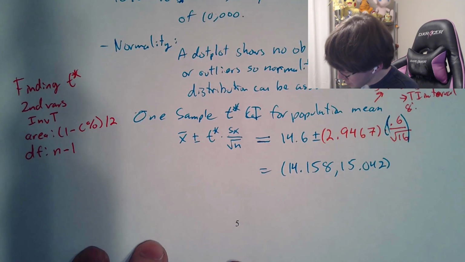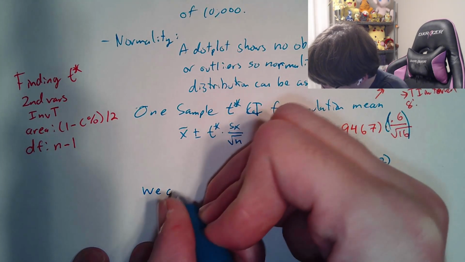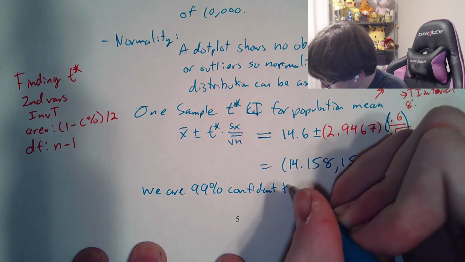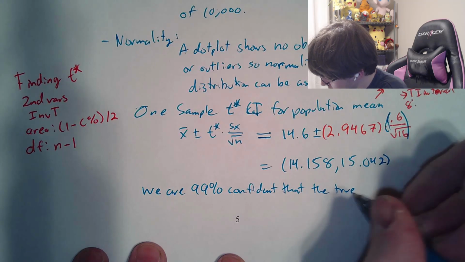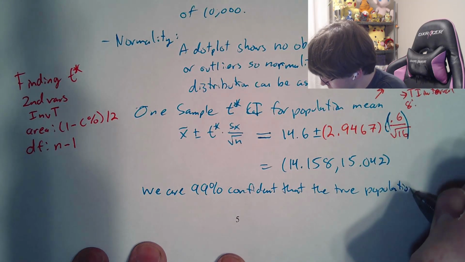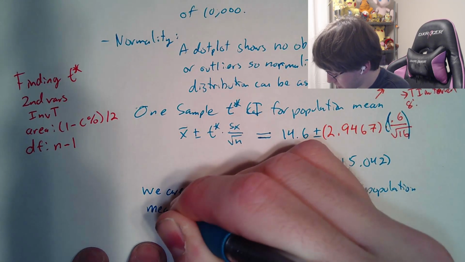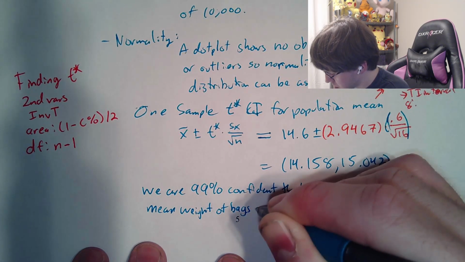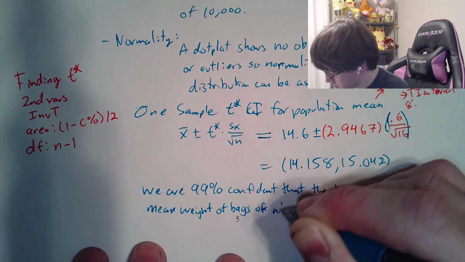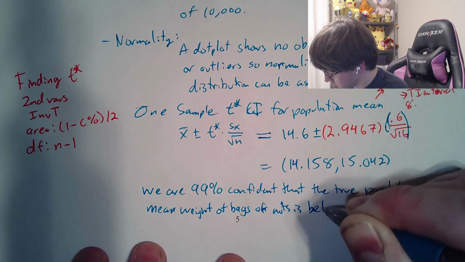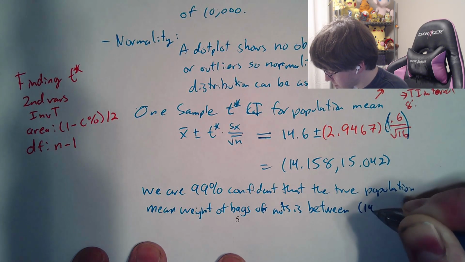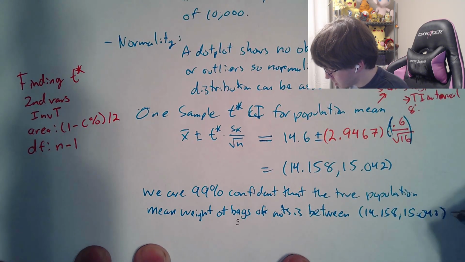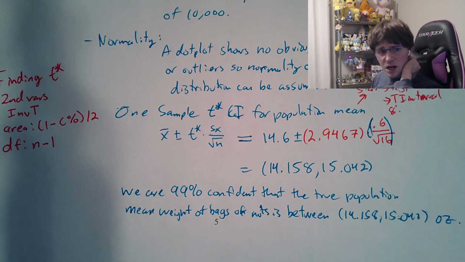So the interpretation part is going to be, we are 99% confident that the true population mean weight of bags o' nuts is between 14.158 and 15.042 ounces. Oof. All right. I'm done.